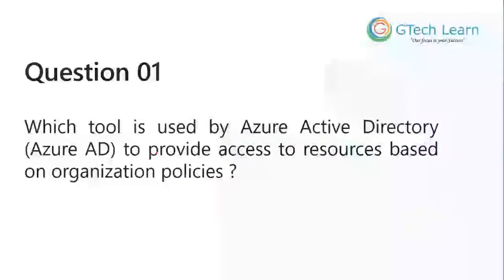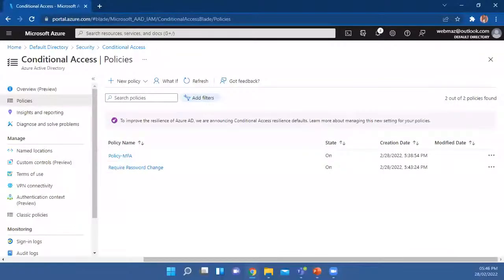So here is question one. Which tool is used by Azure Active Directory to provide access to resources based on organization policies? So what is the answer? For this one, the answer is conditional access policy.